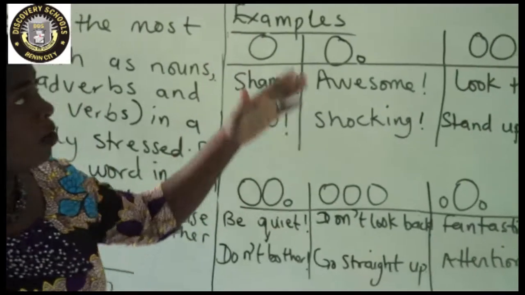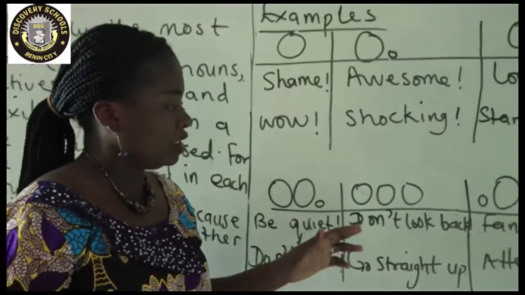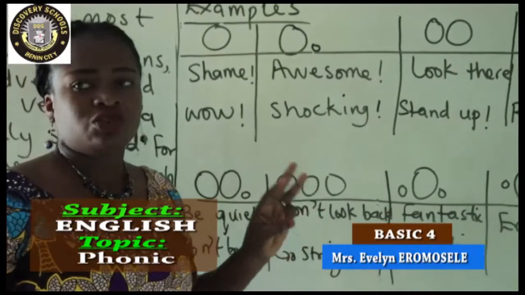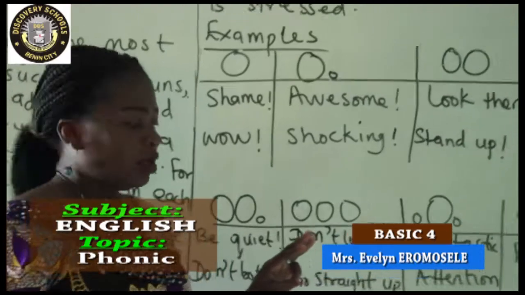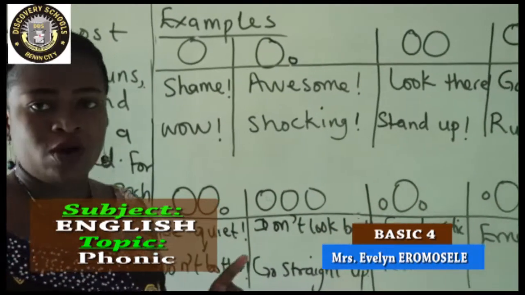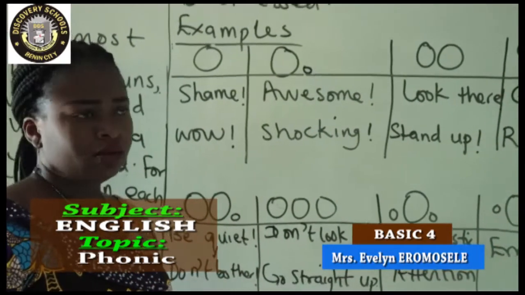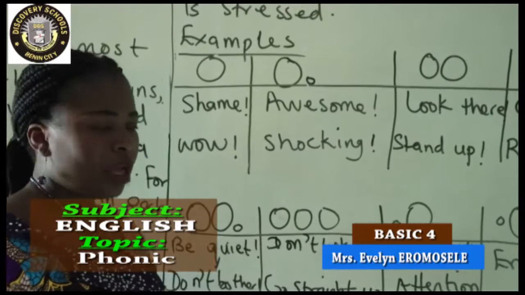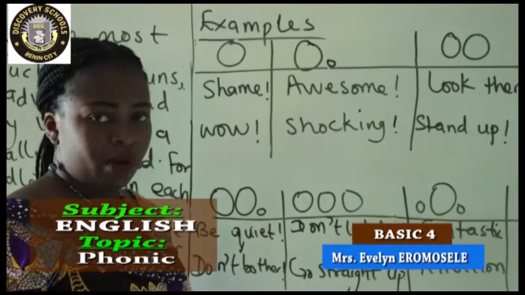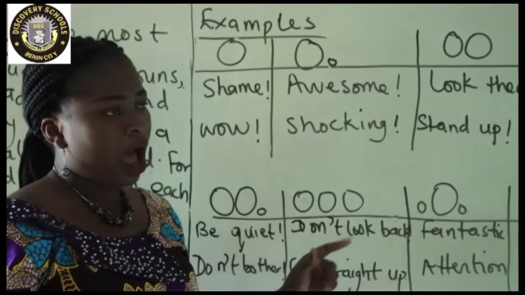All these words are words you use to express what? Surprise or emergencies. Then, let's move to this. This one has three stressed syllables. There are three words with three stressed syllables, one syllable each. Don't look back. The three syllables are stressed. The three words are also what? Stressed. Then, go straight up.